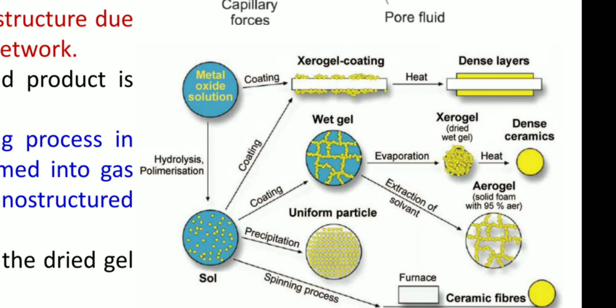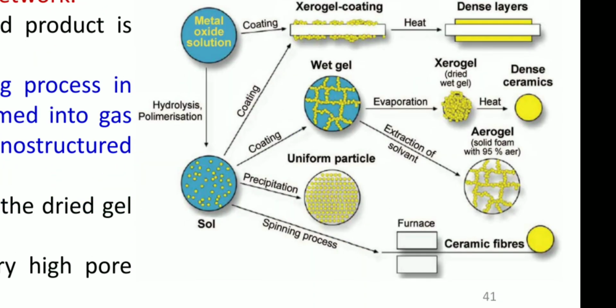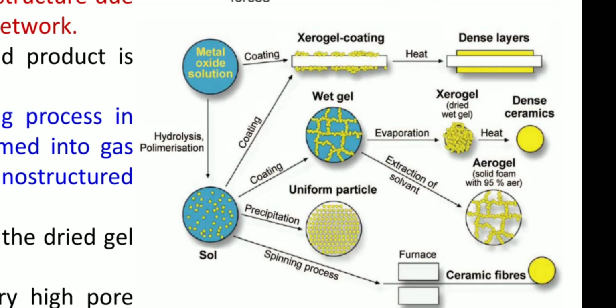So if you want nanoparticles, you just dry the gel in the regular way, and you get the powder. But if you use a special technique where you sufficiently allow time to take out this liquid in such a way that the capillary forces are not high enough to break the network, so you slowly take the solution out of this network, then you get a special product which is called an aerogel.